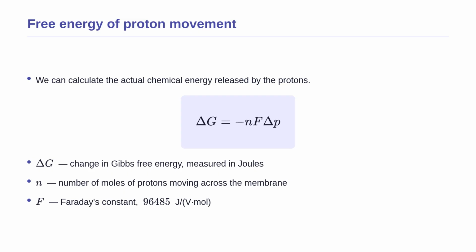The negative sign in the formula is very important. It indicates that energy is being released by the system, which is exactly what we need to power the production of ATP. When the proton motive force increases, the resulting free energy becomes more negative, meaning even more energy is released to do biological work.